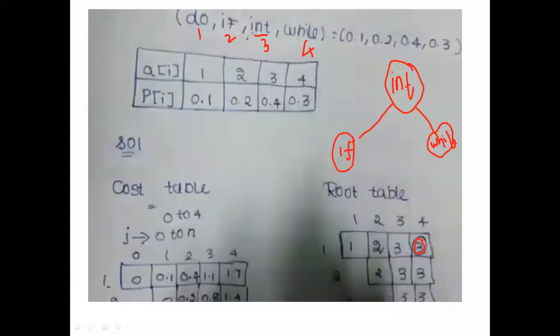Okay. Now we have one more element, do. Where is do? It is the left side of if. So for if, do is the left side. Okay. So this is the optimal binary search tree.